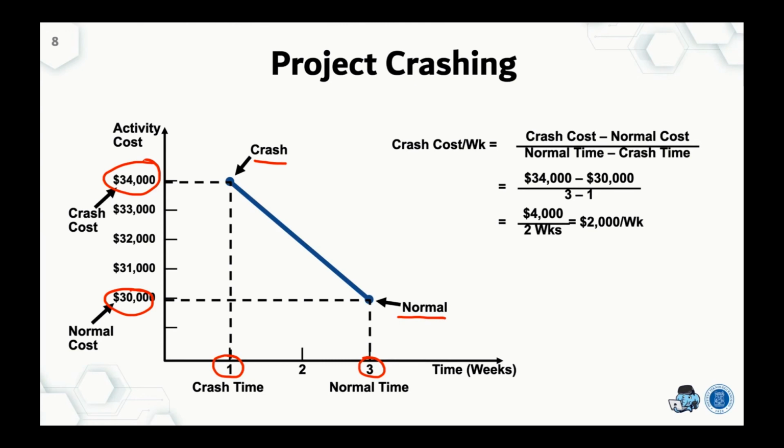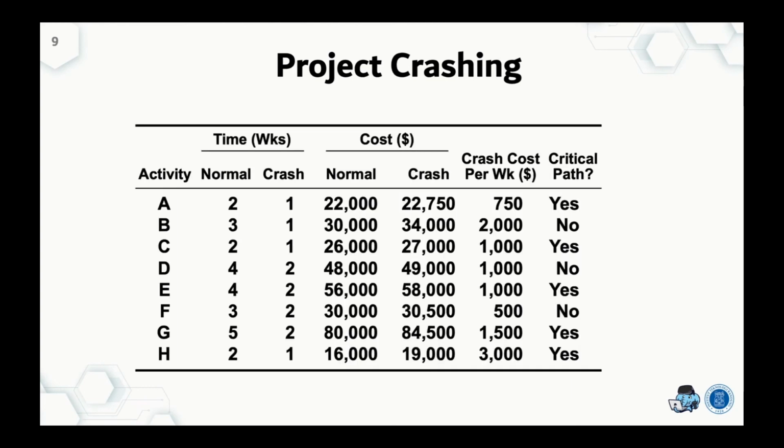Here we can calculate what we call the crash cost per week, which is the crash cost minus the normal cost, divided by the normal time minus the crash time. So 34,000 minus 30,000, divided by 3 minus 1, results in 2,000 per week. If we have all the information about normal and crash times, we can calculate the crash cost per week for all activities listed here.